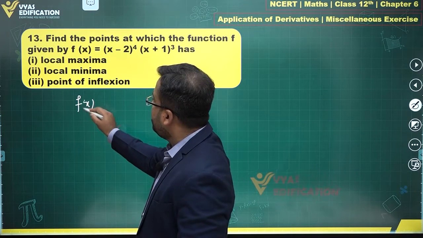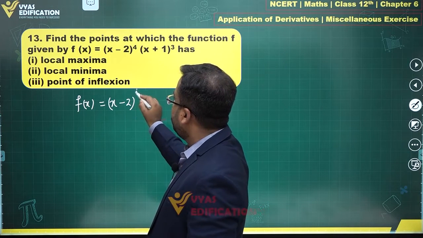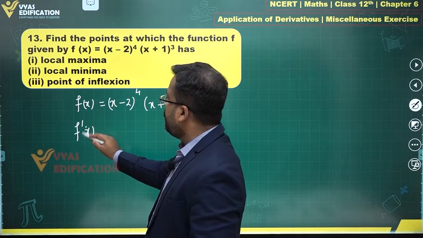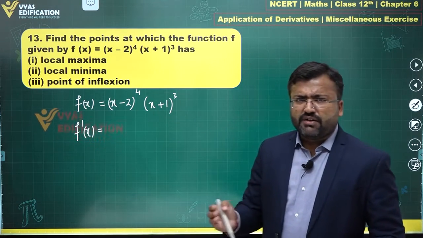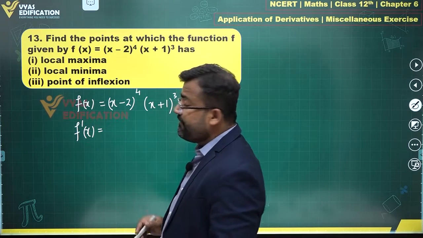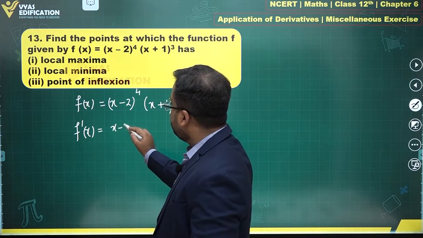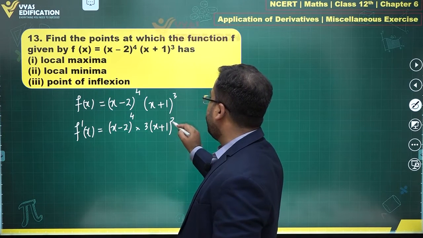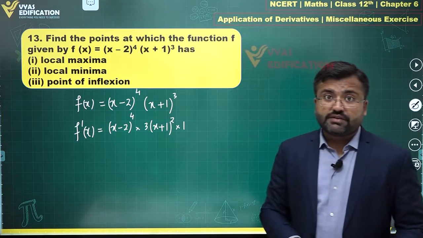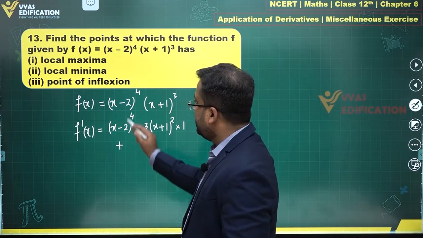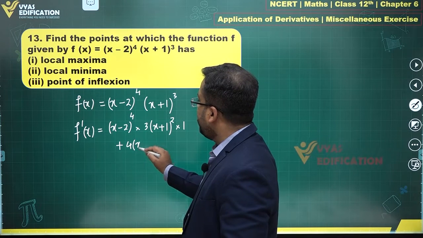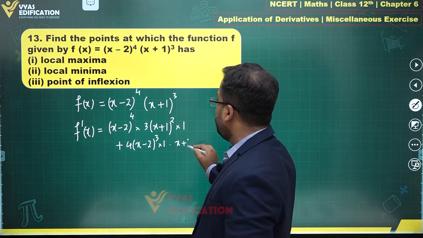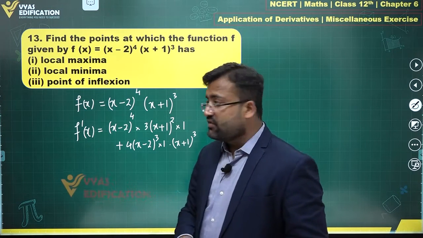Now f(x) is equal to (x - 2)^4 (x + 1)^3. And f'(x) is equal to what? We can find the derivative by the product rule and then the chain rule. So (x - 2)^4 remains as it is, times the derivative of (x + 1)^3, which is 3 times (x + 1)^2 times 1, since the derivative of x + 1 is 1, plus the other term: 4 times (x - 2)^3, the derivative of x - 2 being 1, times (x + 1)^3 as it is. This is what you'll get.